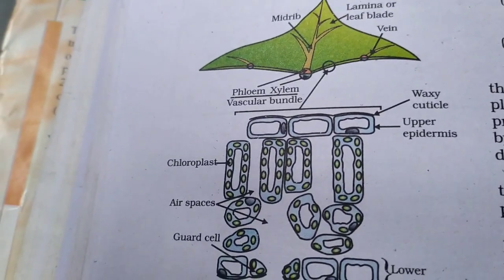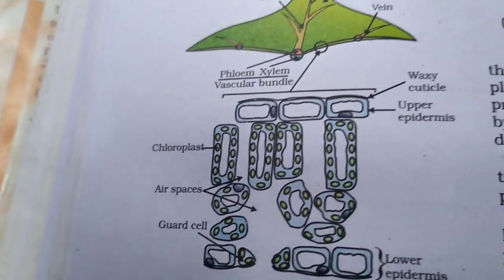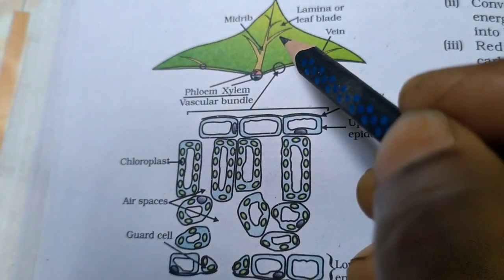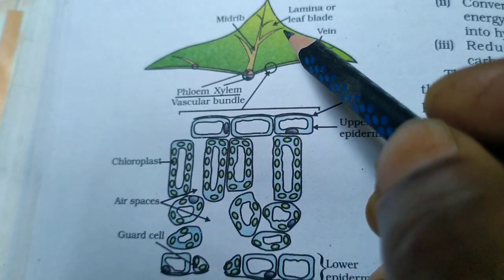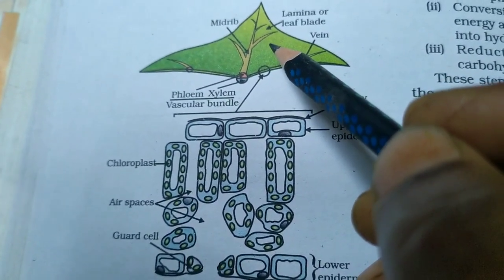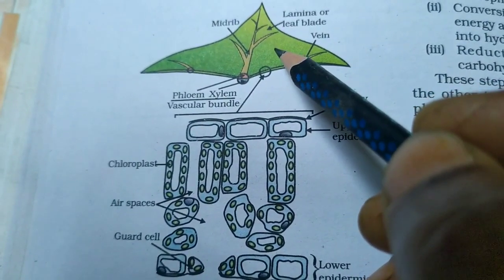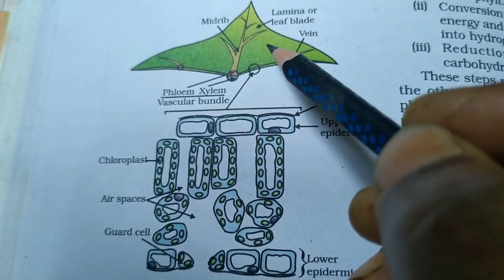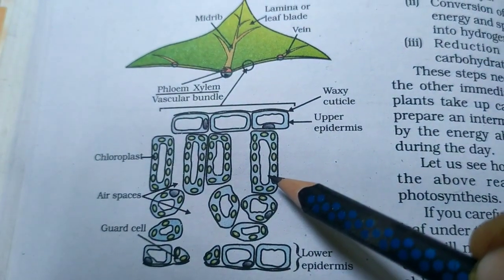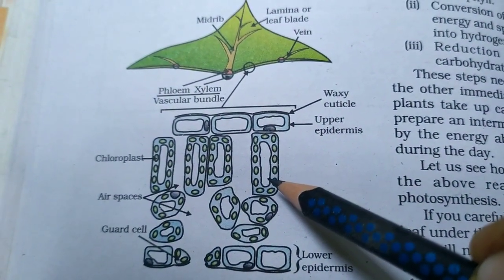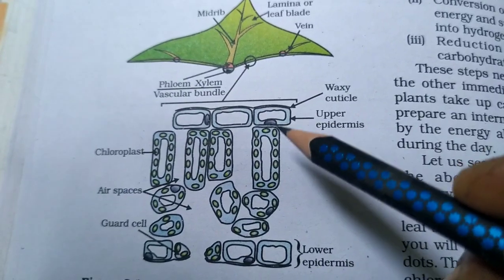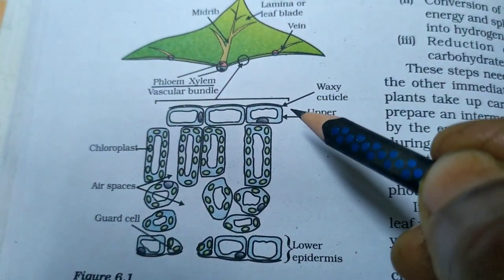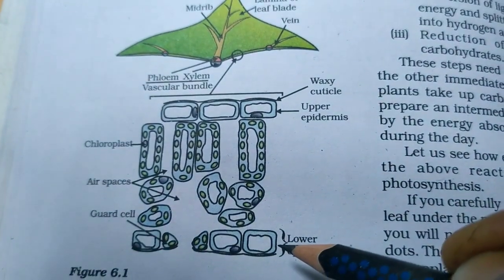Now let us learn what is the site of photosynthesis. The site of photosynthesis is the green leaf, because the chlorophyll pigment is found in the cells of the leaves, where the process of photosynthesis actually takes place. This can be observed by taking the transverse section of a leaf. When you take the transverse section of a leaf, you can see a diagram like this. The parts are: this is the upper epidermis and this is the lower epidermis.